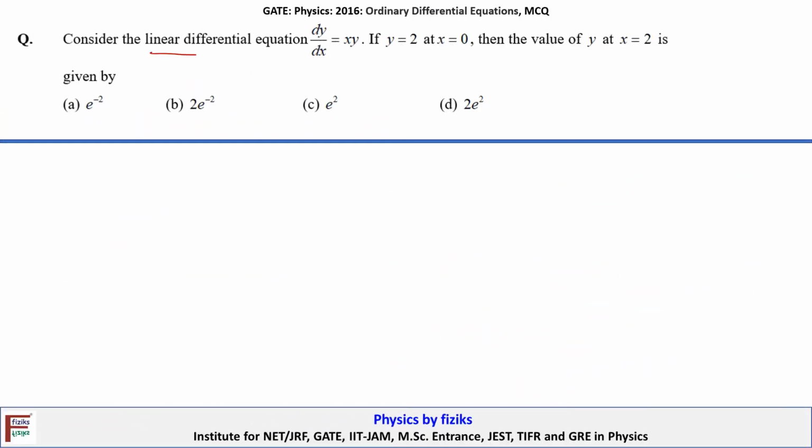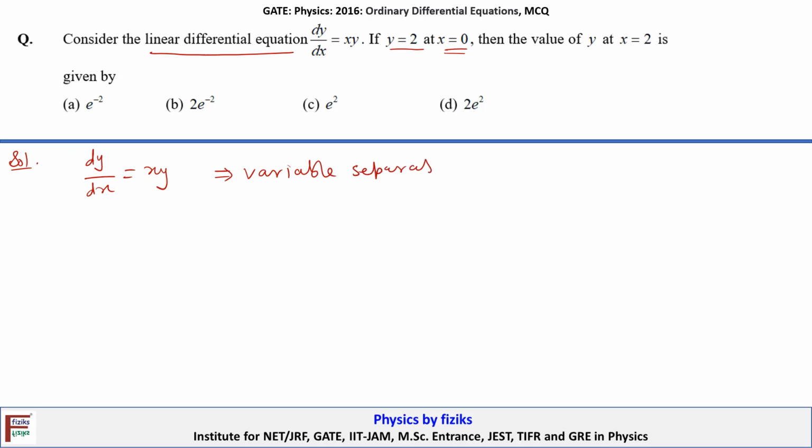Consider the linear differential equation dy by dx is equal to x into y. If y is equal to 2 at x is equal to 0, then the value of y at x is equal to 2 is given by which of the following options. Now here the linear differential equation is given as dy by dx is equal to x into y. This equation can be solved using the variable separation technique.